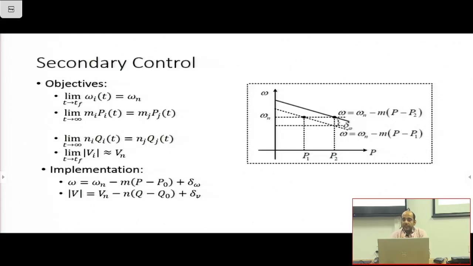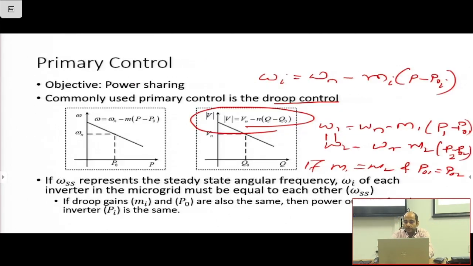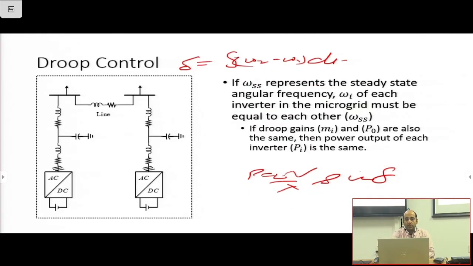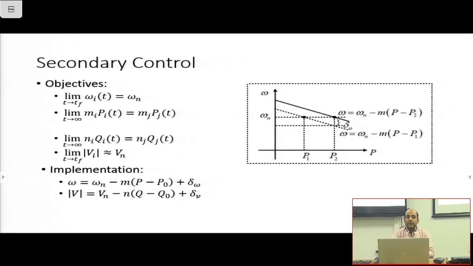What we can do is, for all the sources, we shift the characteristics up and down. So you see this graph for any one source, keeping the slope the same. If you move it up and down, that is basically the nature of secondary control.